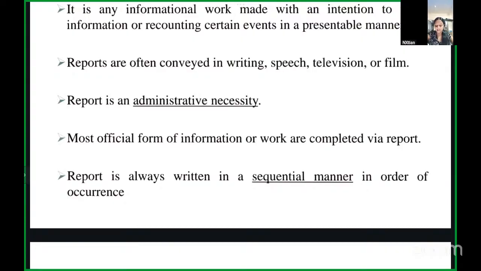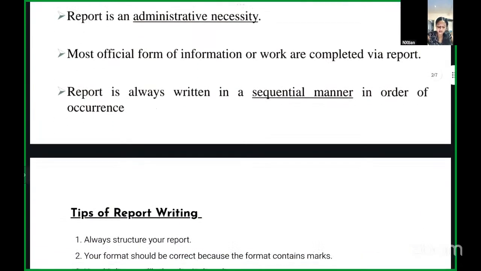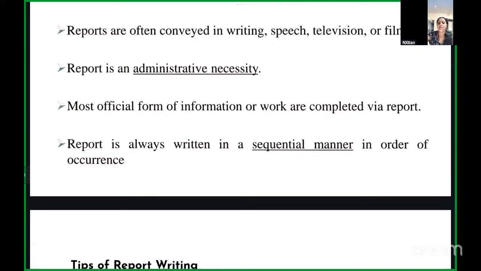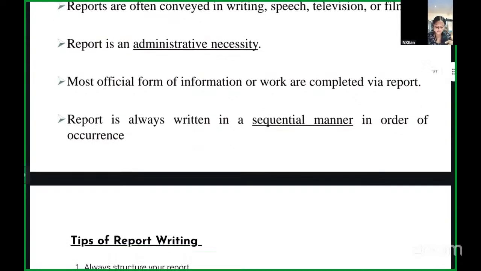Report is always written in a sequential manner, in order of the occurrence of events. Sequential manner means in a sequence where one thing is written after the other in the series of how they happen. You cannot take some piece here and some piece there. You write it in the series of the events as they occur. First what happened, after that what happened, then after that what happened.